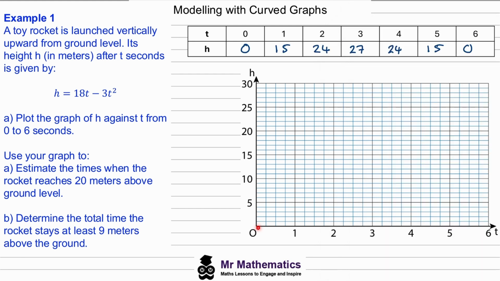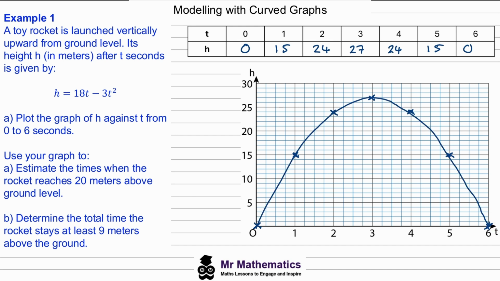So when t is 0, h is 0. This will go at the origin, and this tells you that the rocket starts at ground level. Then when t is 1, h is 15. When t is 2, h is 24. When t is 3, h is 27. We get 4 and 24, 5 and 15, and 6 and 0. This means that it's returned to ground 6 seconds after it was launched. So to plot the graph, we join these points together to make a smooth parabola.